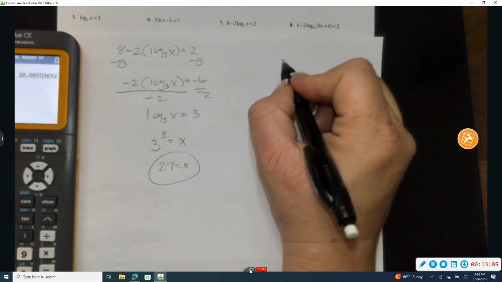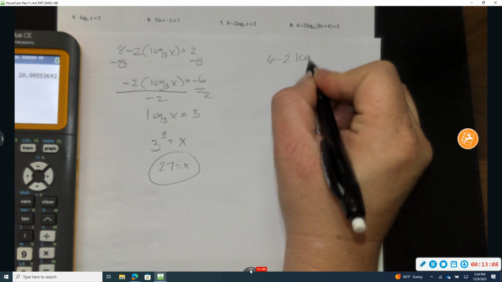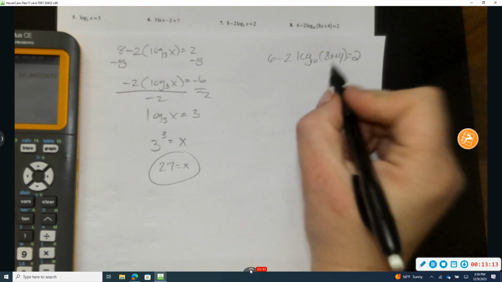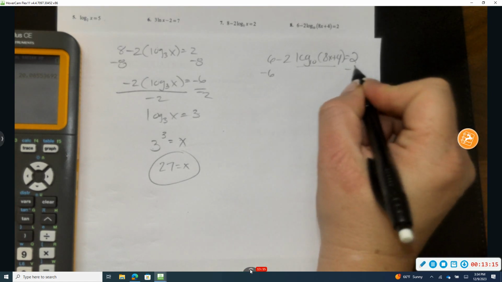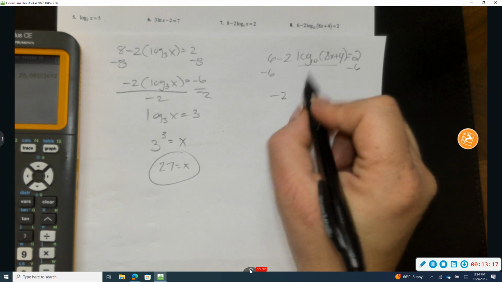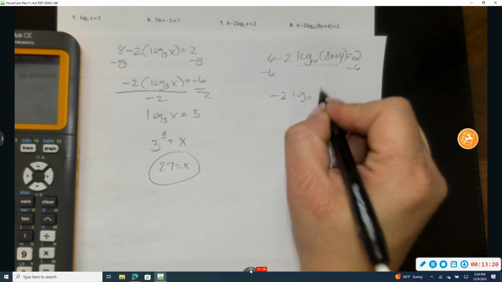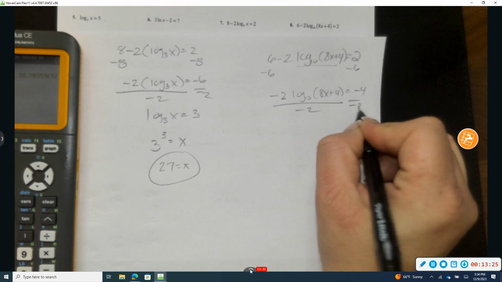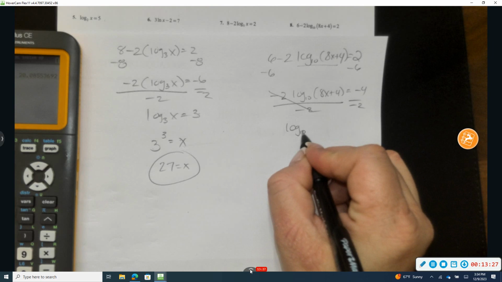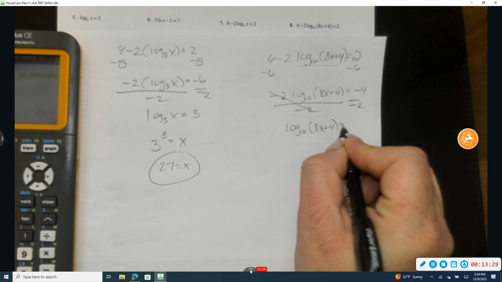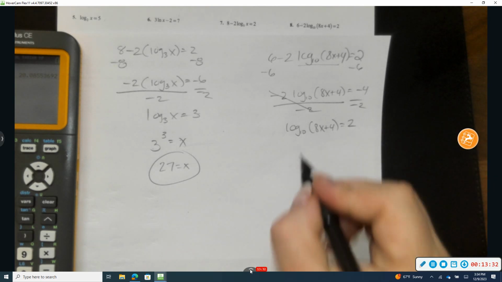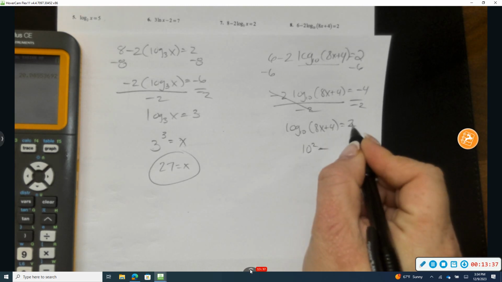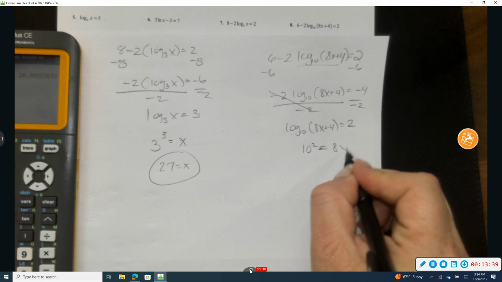Now I have it in parentheses. So 6 subtract 2 times log base 10 of 8x plus 4 equals 2. I want to get this portion by itself. I'm doing PEMDAS backwards, so first I'm starting by subtracting the 6. Log base 10 of 8x plus 4 equals negative 4. Now dividing by the negative 2, log base 10 of 8x plus 4 equals 2. 10 raised to the power of 2 equals this quantity, 8x plus 4.